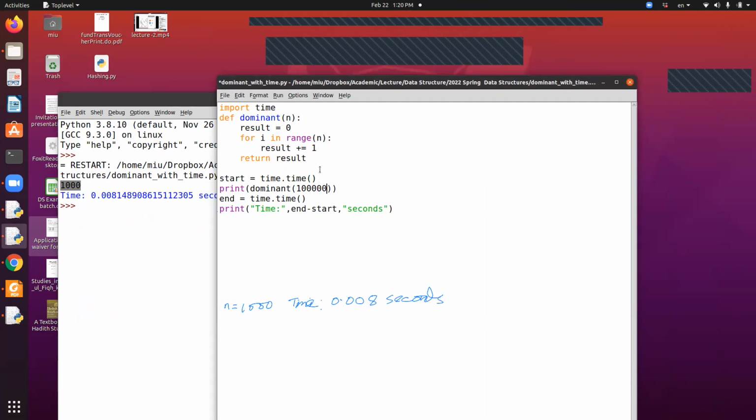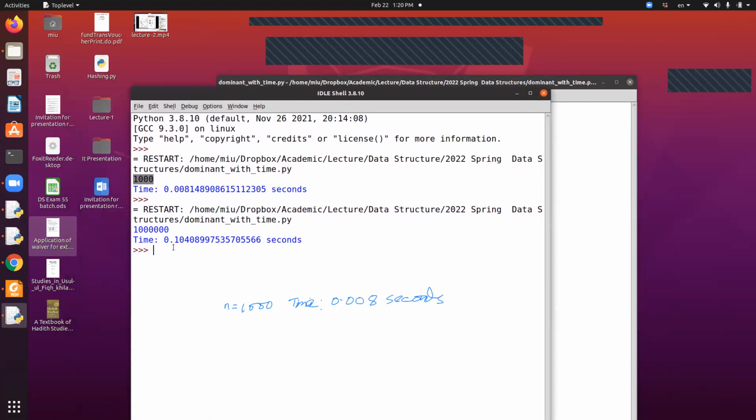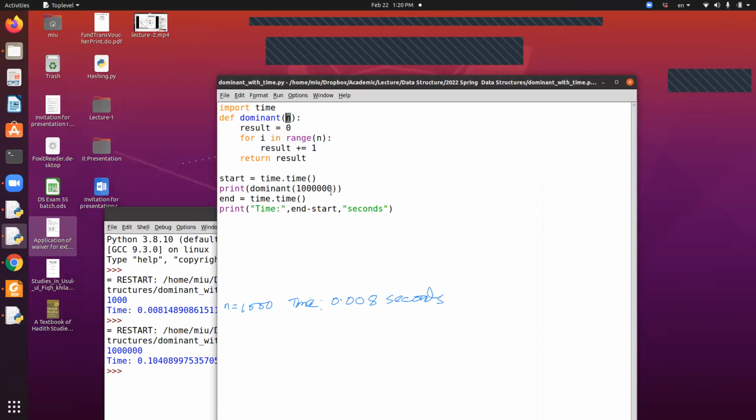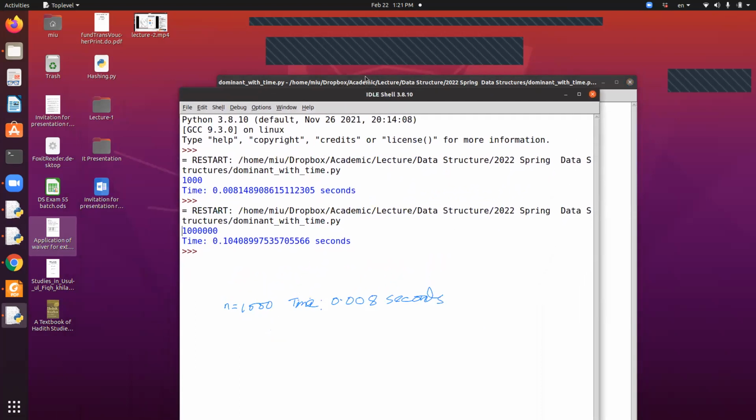Now let us increase it to 1 million. Let's run it. As you can see, when n is 1 million, n is the parameter, so I'm sending 1 million and n becomes 1 million. When n is 1 million, the time has increased to 0.1 second, right? So is it an increase or decrease? Increase, right? The time is getting increased.